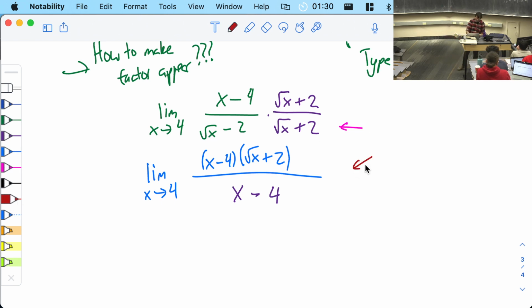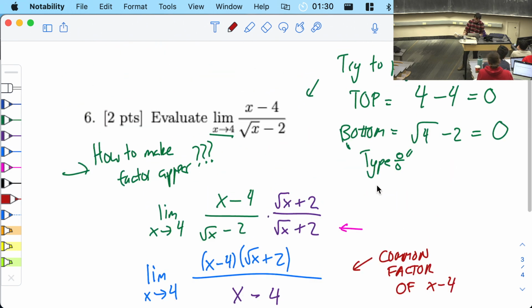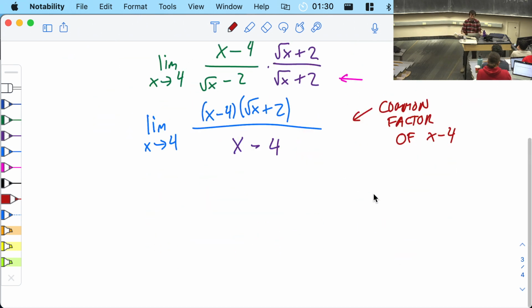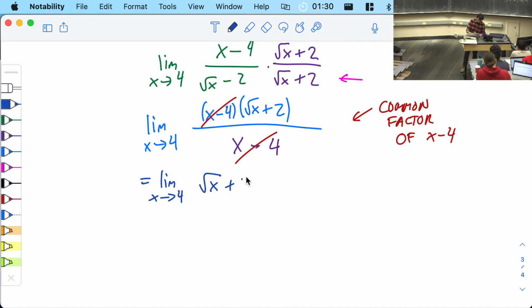So this is a common factor of x minus 4. And once again, the trick of multiplying by the conjugate was to force this common factor to come out. In other problems, maybe there's another way the common factor comes out. OK, common factor of x minus 4 cancels from the top and the bottom, and you are left with the limit as x goes to 4 of square root of x plus 2. That's the only thing left over.